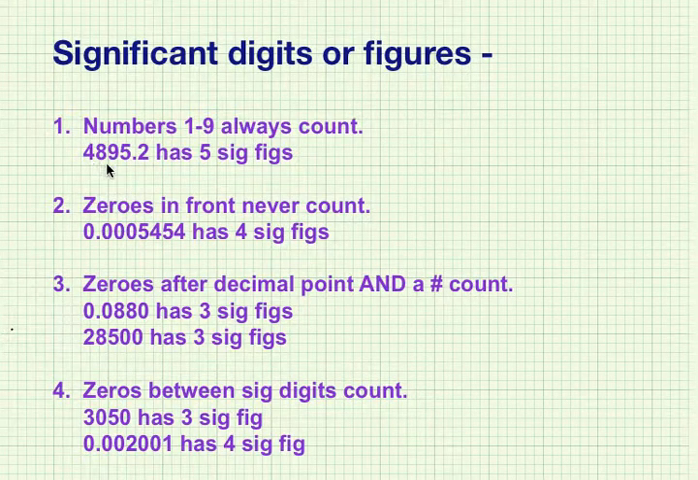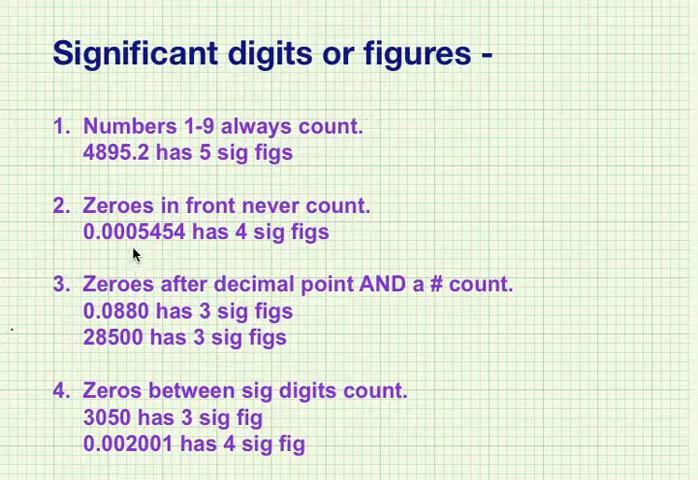So you'll see that this number right here, I've got 4,895.2. It's got 5 significant figures. All of the digits in that number have meaning. Okay, now we go into the zeros. The zeros are the ones that cause us a little bit of difficulty.